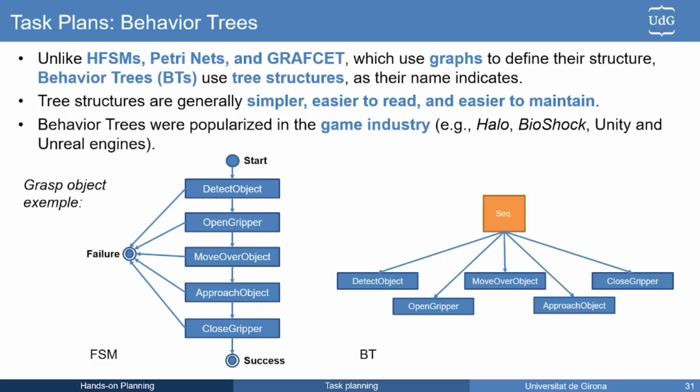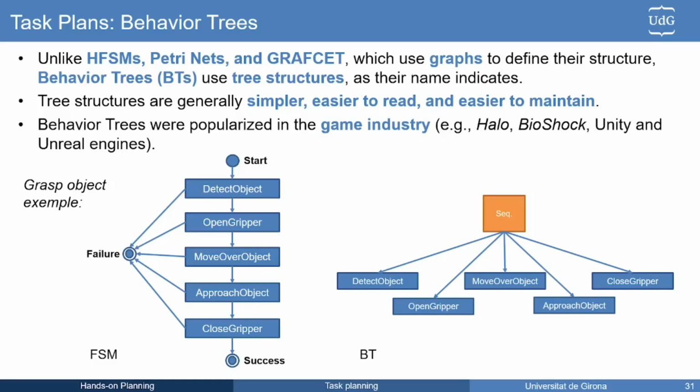all of this, is that behavior trees, as its name says, use trees, while all the others use graphs. When we use graphs, we start having lots of loops, lots of dependencies that make things not easy to maintain, very easy to make mistakes, let's say, okay? However, when we use trees, everything is much simpler, okay?